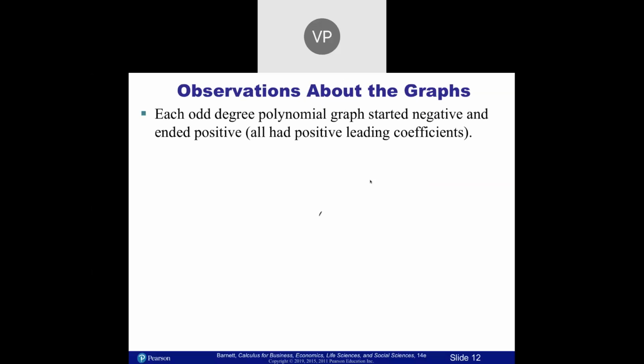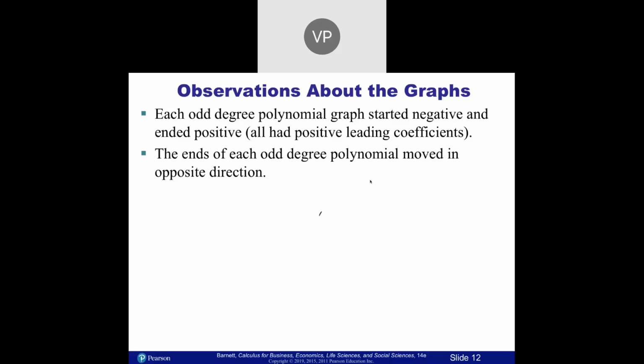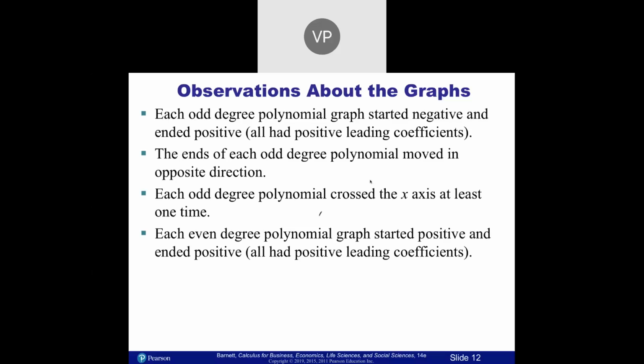Starts negative, ends positive. We talked about that. The ends of the odd degrees move in opposite directions, and I said that as well. Remember, if it's an odd degree, the two ends are always going to be pointing in opposite directions. Okay, cross the x-axis at least one time. That's a guarantee, maybe more.